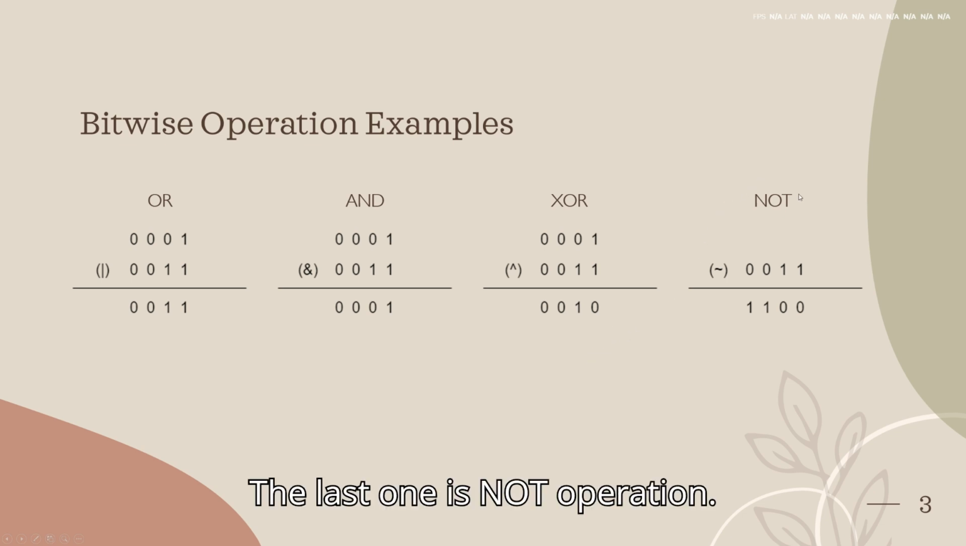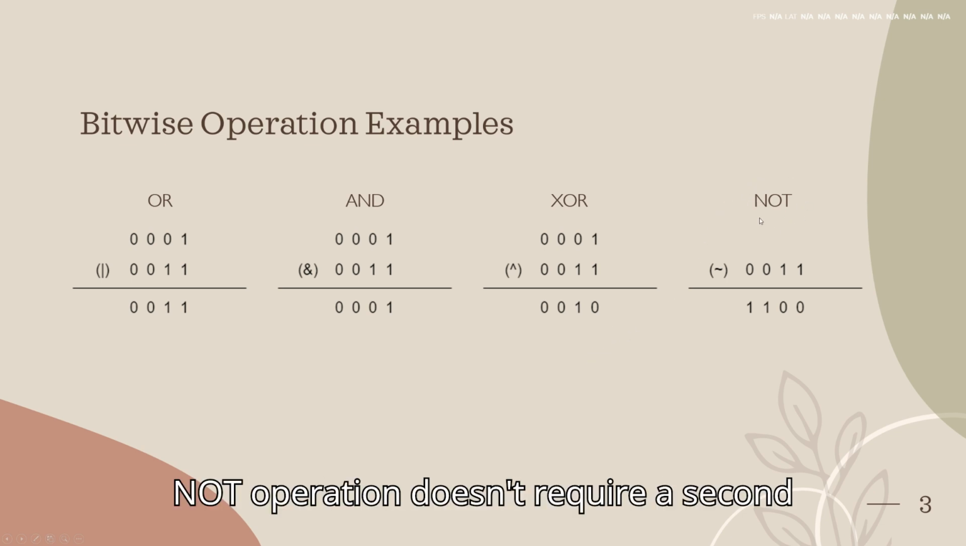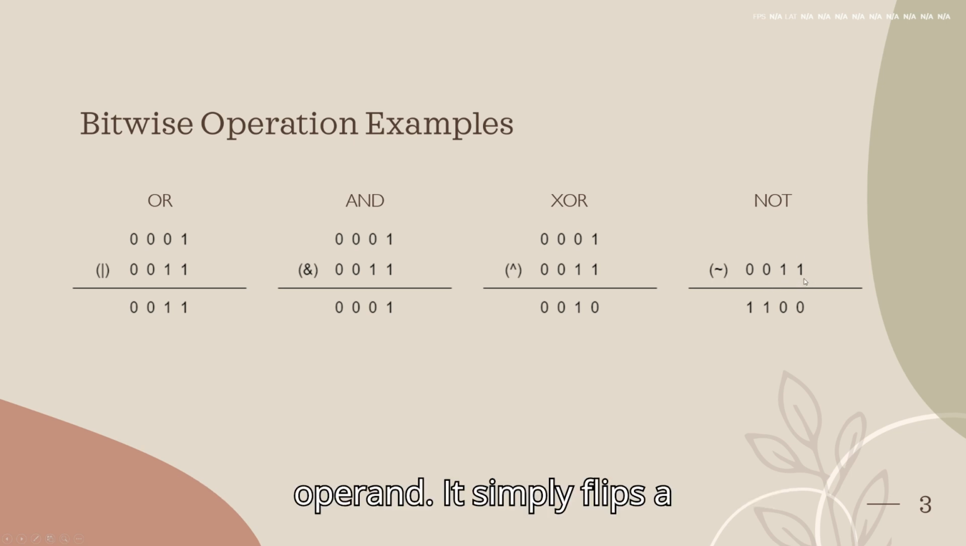The last one is NOT operation. NOT operation doesn't require a second operand. It simply flips a bit of a number, turning 0 into 1 and 1 into 0.